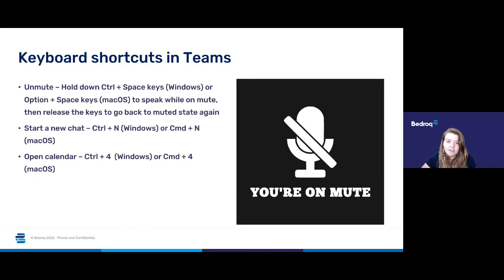to. The other one that I think is quite useful is just Open Calendar. So you can be anywhere within Teams, press Control and 4, and it will take you straight to your calendar view. So if you're having a quick conversation with someone and you need to check when you're free next, you can do that quickly with this shortcut. So again, the unmute one is the new one for this month, but there's a couple of others that I think are worth bearing in mind as well.